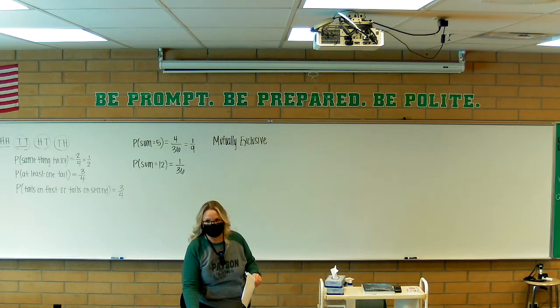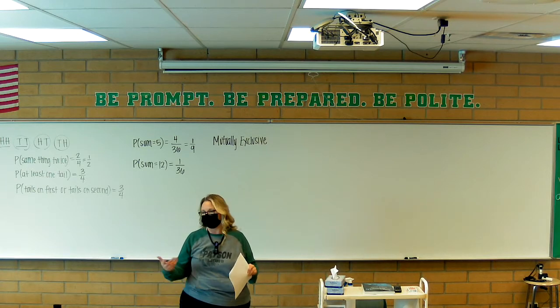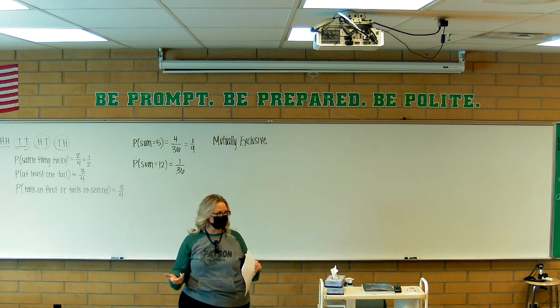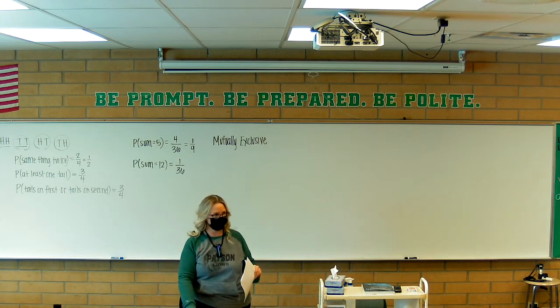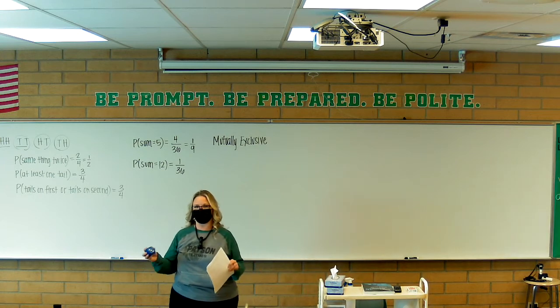I either land on the 1 or something completely different, or I could land on the 6, but landing on the 6 would exclude the possibility of landing on the 1. Does this make sense to everybody? Okay, so those two events, landing on the 1 and landing on the 6, are mutually exclusive.